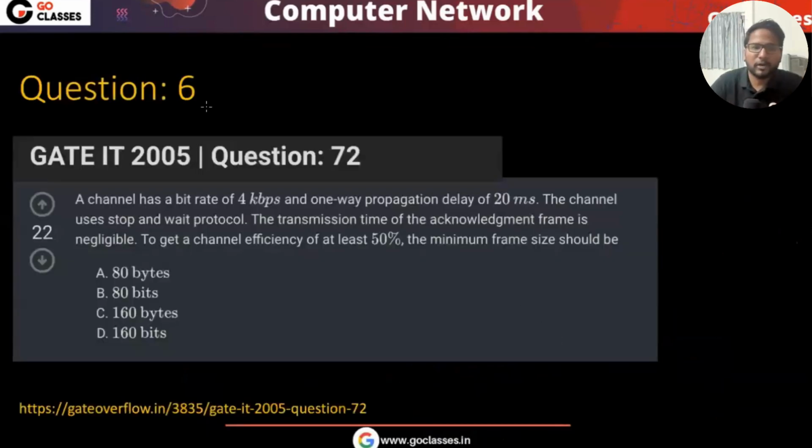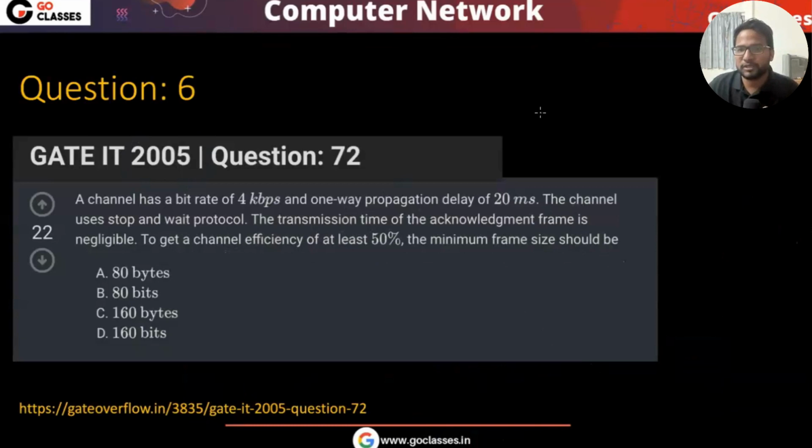Okay, now let's solve this question that was asked in GATE 2005. What they're saying is, a channel has a bit rate of something, and the one-way propagation delay is this. They are using stop and wait. The transmission time of the acknowledgement frame is negligible. To get at least 50% efficiency, what is the minimum frame size?